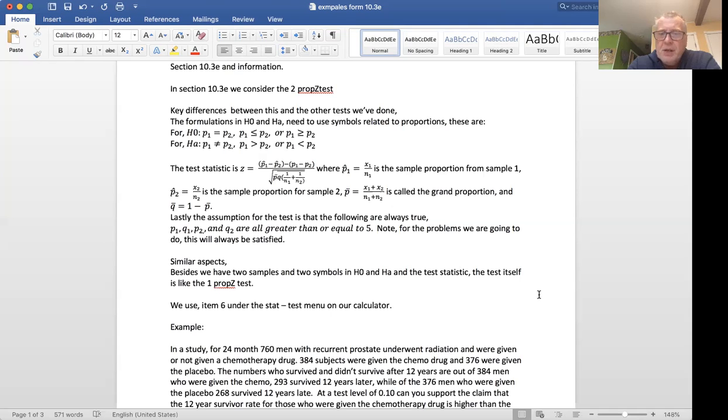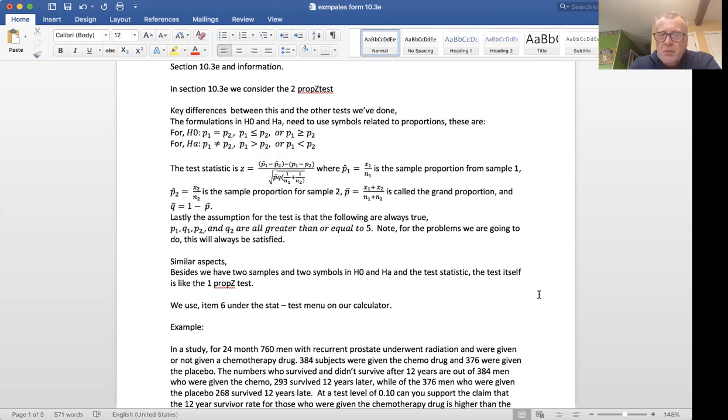We have a test statistic. Okay, it's pretty complicated. It's not horrible, but it's pretty complicated. P hat 1 is the sample proportion for population 1. It's whatever we're measuring from that population divided by the sample size. P hat 2 is the sample proportion from that second population. So whatever we're measuring from that second population divided by the sample size. P bar is sometimes what we call the grand mean. So it's the x1 and x2 added together divided by n1 and n2. And q bar is just 1 minus that.